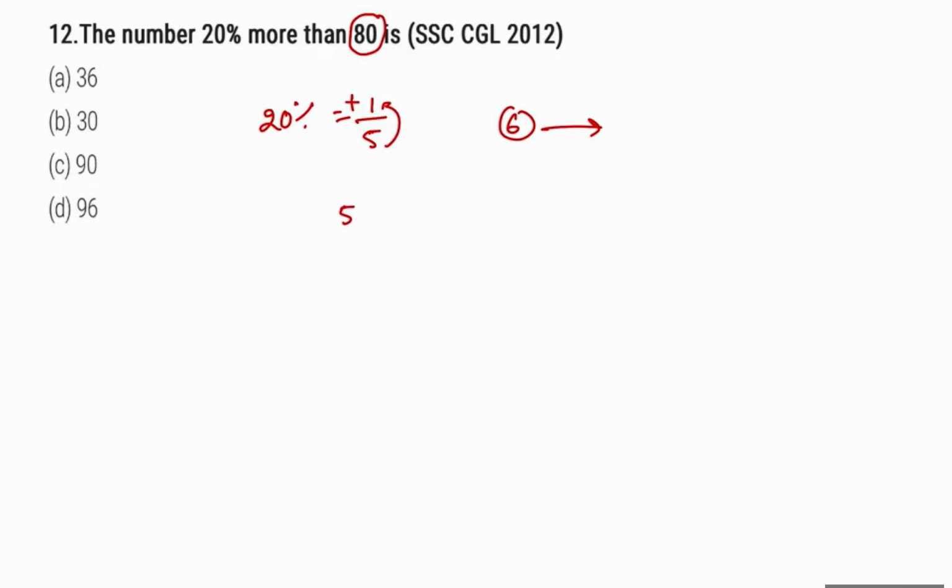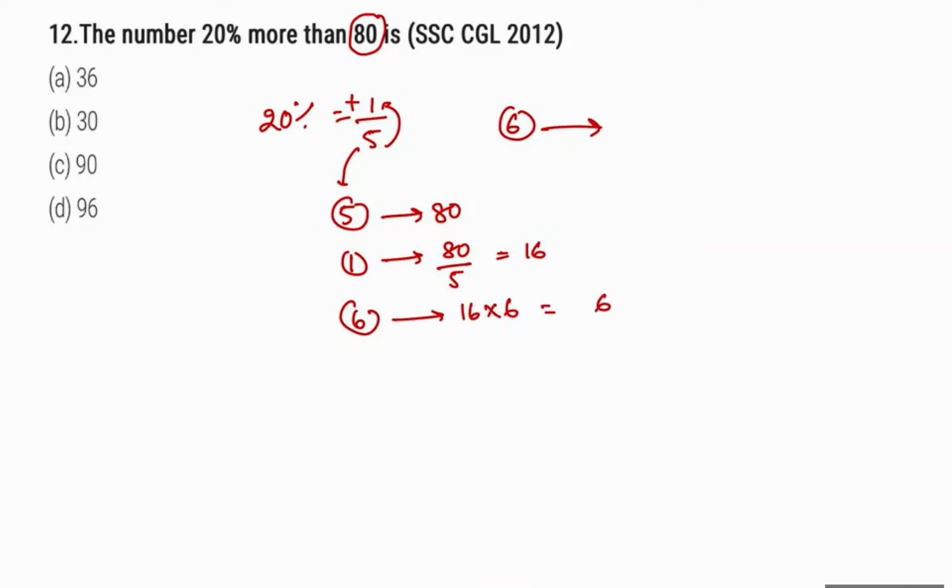Take the original as 5 units, which is equal to 80. 1 unit is 80 by 5, which is 16. The new number is 6 units, so 16 into 6, which is 96.